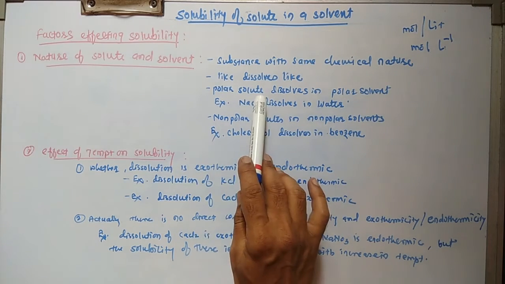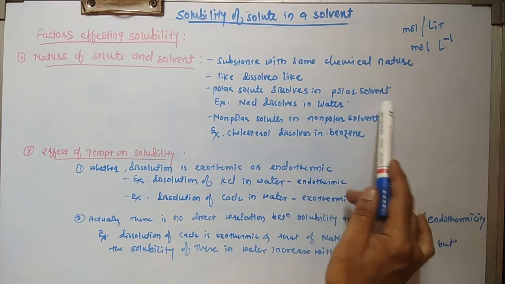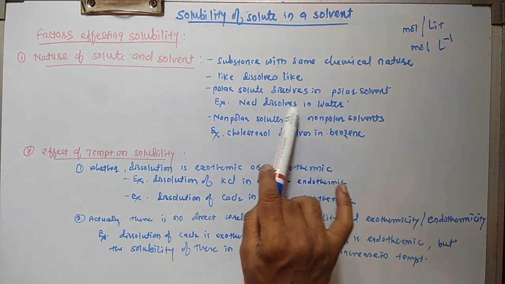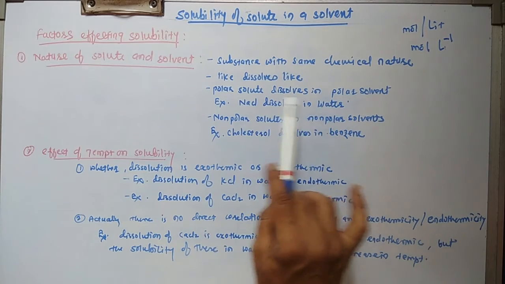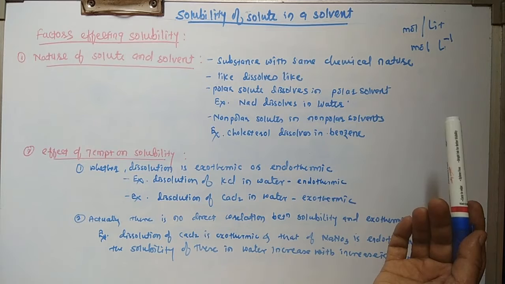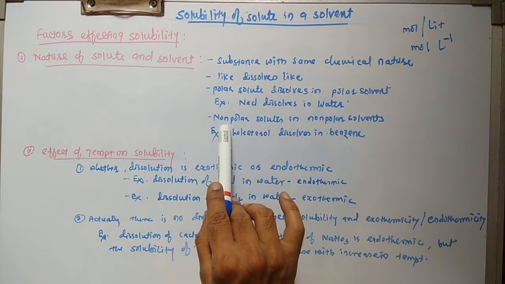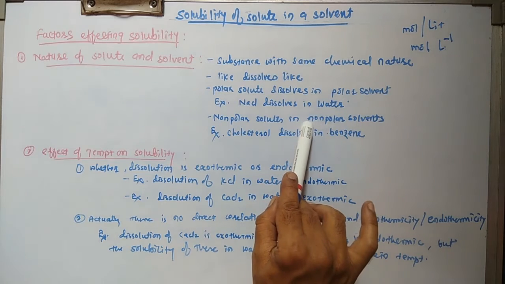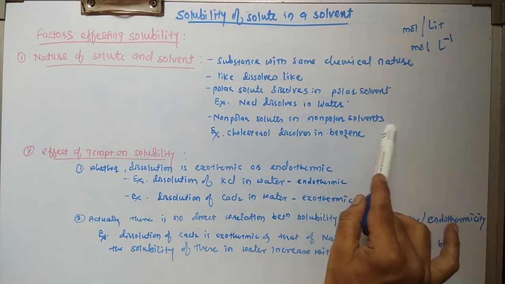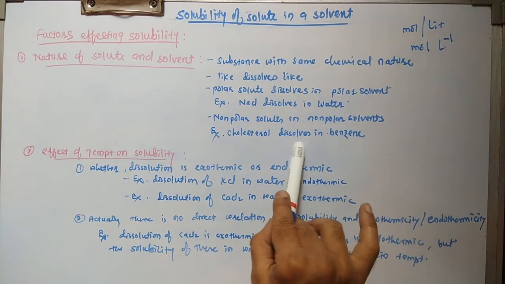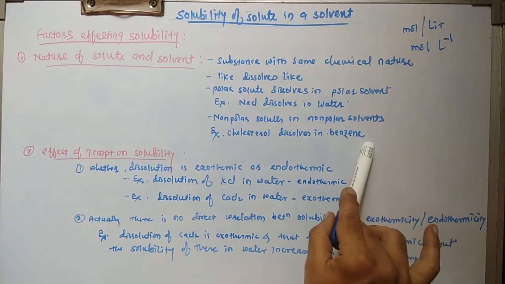Generally, polar solutes dissolve in polar solvents effectively, and the example is sodium chloride dissolves in water. Both are polar. The solubility is very effective. Now another fact, non-polar solutes can be dissolved easily in non-polar solvents. This is the effective dissolution, and the example is cholesterol dissolves in benzene.